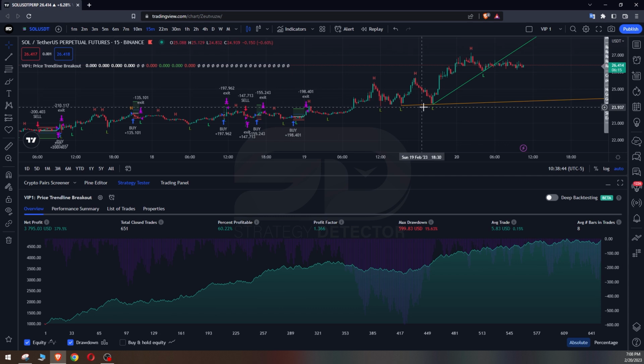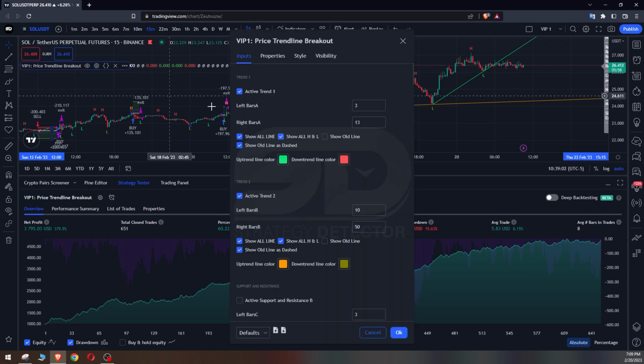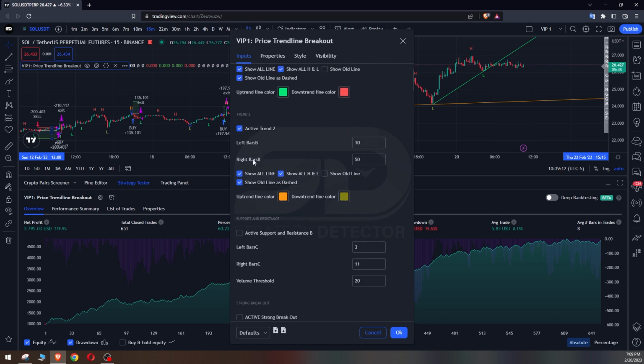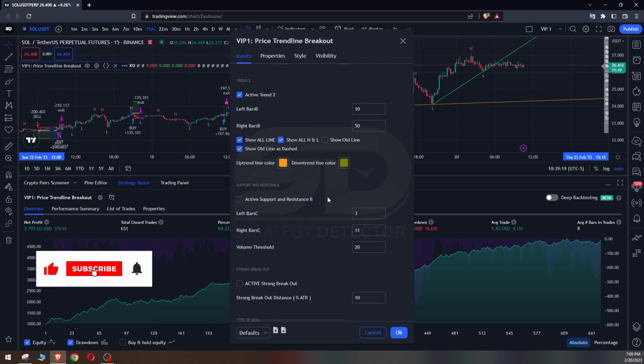Let's see how the strategy works. This strategy draws a trend line and it will enter a position when the trend line breaks. So we take a long or short position when our trend line breaks out. In this strategy, we use three inputs. The first input is trend line 1, that I call the smaller trend line. The second input is trend line 2, that I call the bigger trend line. And the third input we have here is support and resistance, and we can also consider using it for the strategy.